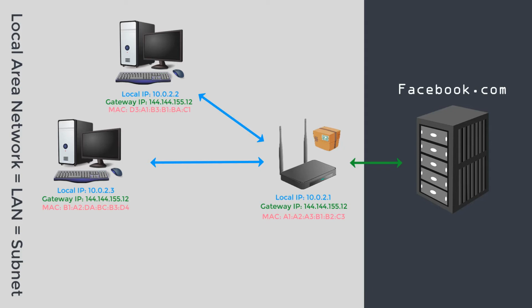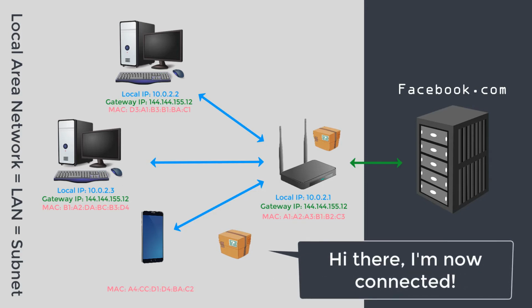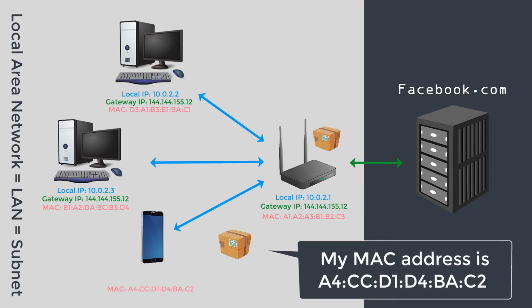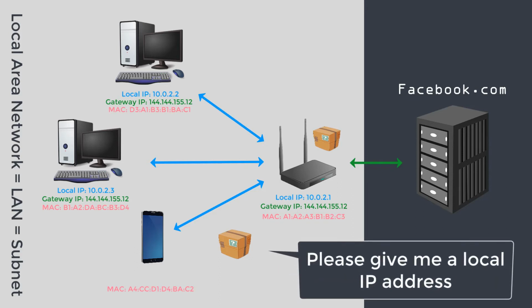Now let's visualize everything I said. When a new device successfully connects to the router, it sends internet packets. If we translate the information in these internet packets to human language, it sounds like this. Hi there, I'm now connected. My MAC address is A4:CC:T1:T4:BA:C2. Please give me a local IP address.